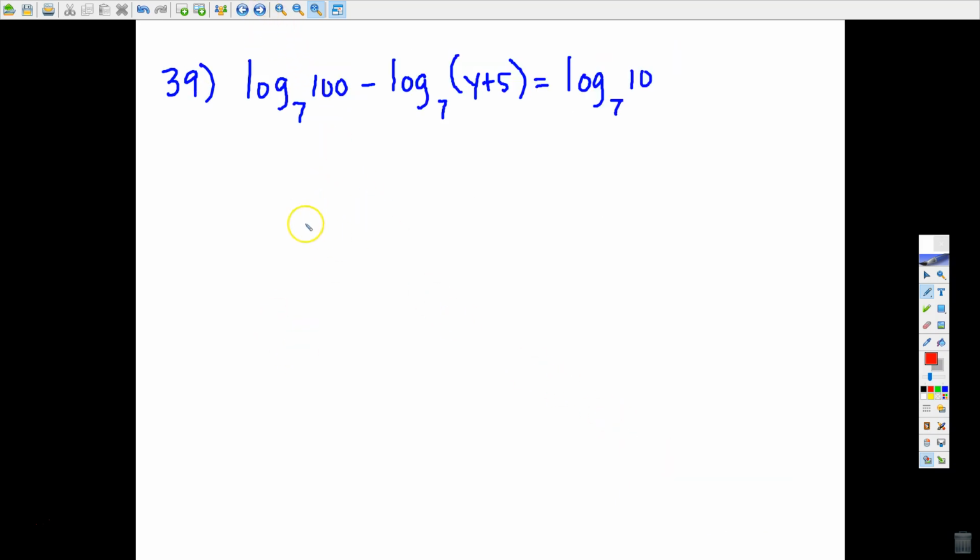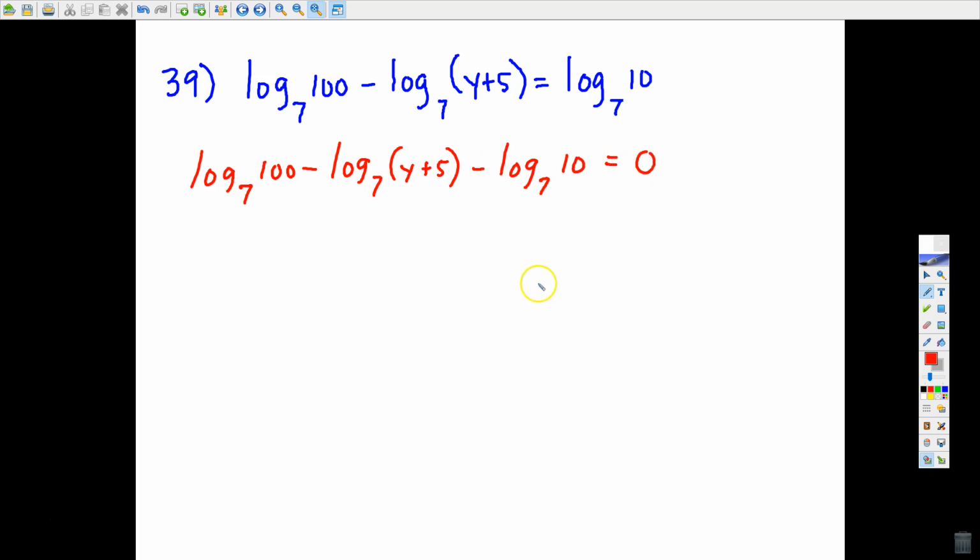Alright, I chose some of these log equations to help you out with. Remember in class, the first thing that has to happen is we need to put our logs on the same side of the equation. So that's going to mean subtracting log base 7 of 10 first. So I'm going to rewrite this other stuff. Log base 7 of 100 minus log base 7 of y plus 5 minus log base 7 of 10 equals 0.